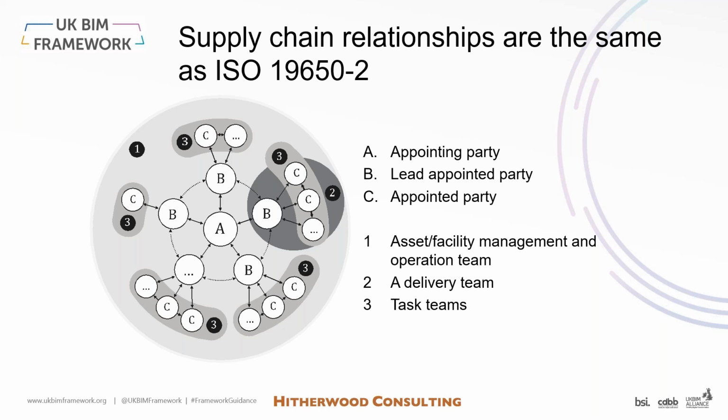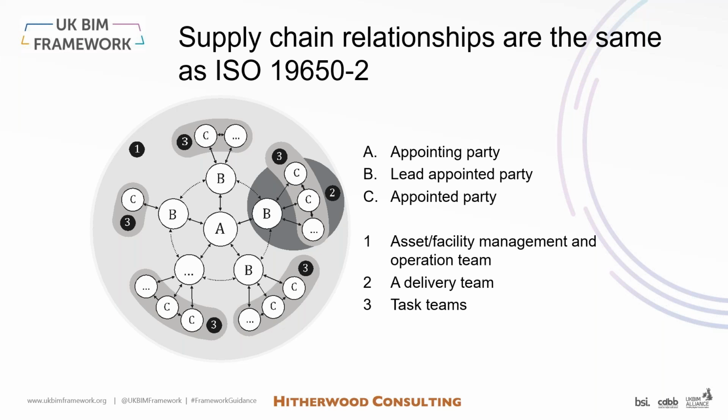The relationships, as far as 19650 Part 3 are concerned, are almost identical to those that were spelt out in Part 2. So this is the diagram. It's the same diagram as we had in the introduction to 19650 Part 2. And the key to the diagram, which I've reproduced, is almost identical as well. The only thing that's different is that the description of the outer circle labeled 1 is no longer a project team, it's now an asset or facility management and operation team. But everything else is the same.